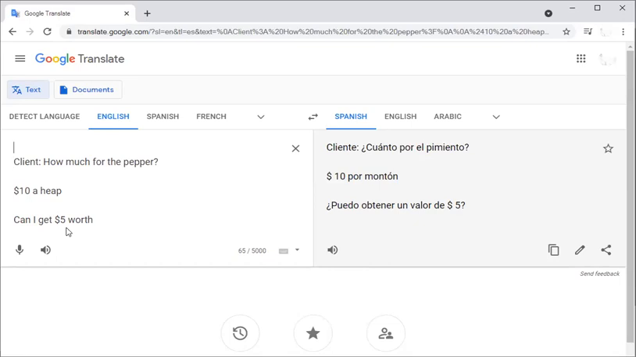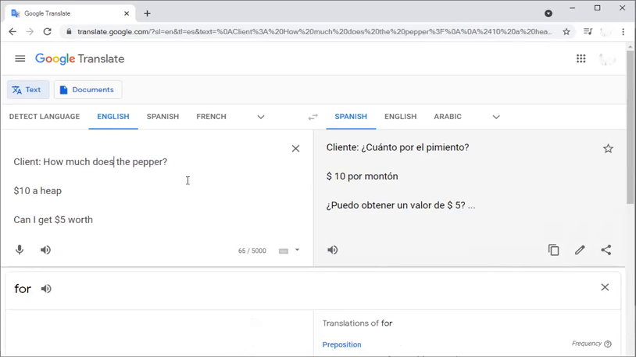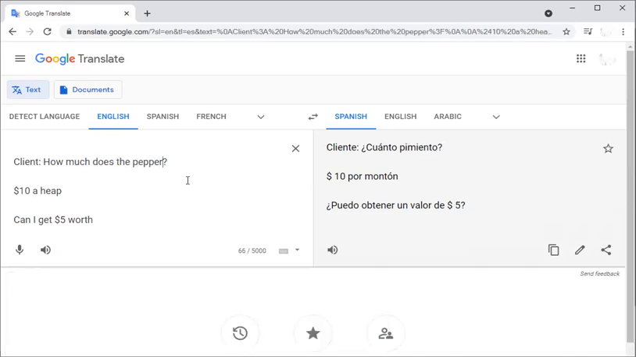Ok, so you're the client, you walk up to the vendor, you would most likely say how much for the pepper, but the correct thing would be more like how much does the pepper cost? Okay, and then the vendor will likely say $10 a heap. Okay, so you will also see es como por. $10 por montón, or $10 a heap.